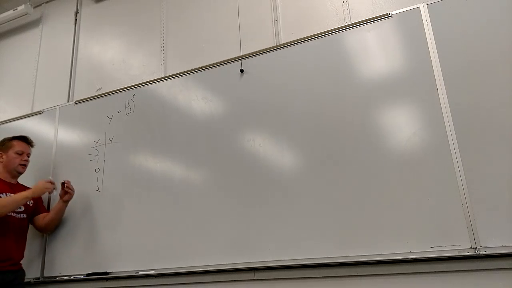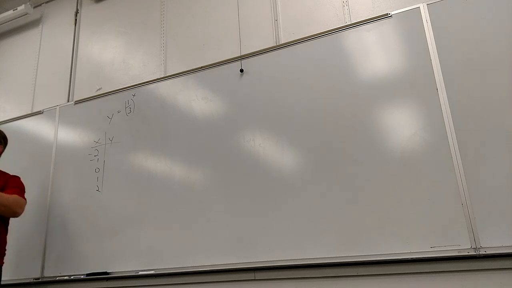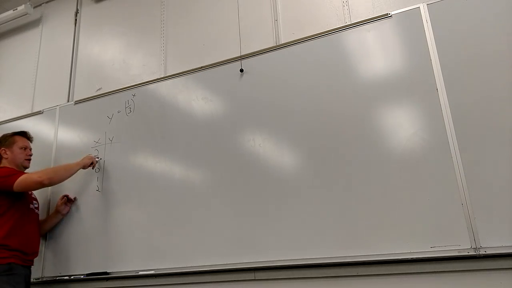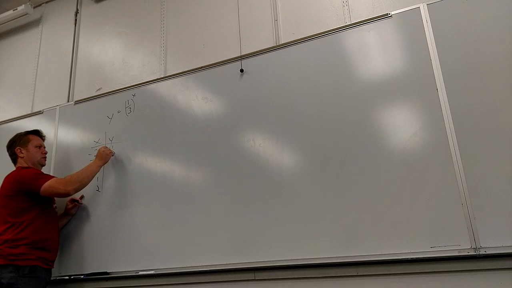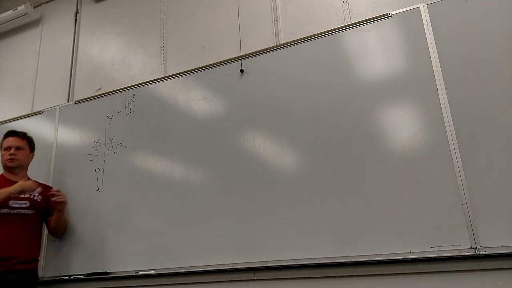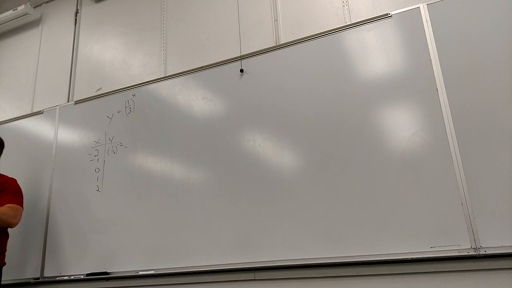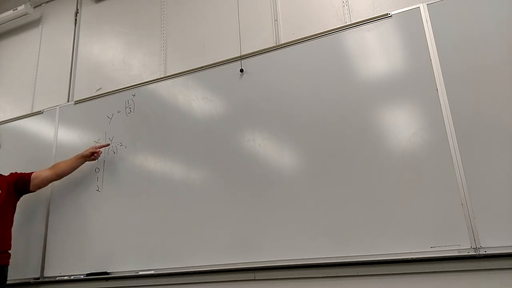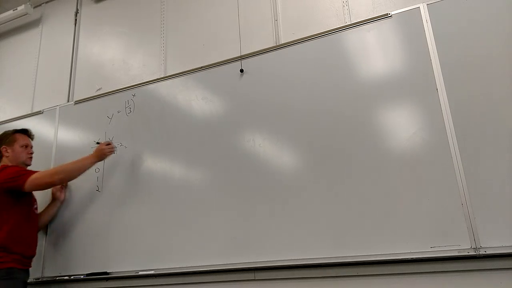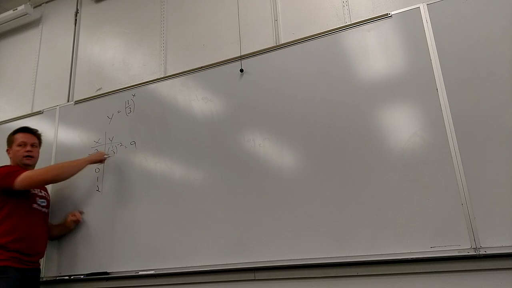Alright, and then it's just a matter of actually doing the problem. If x is -2, this is 1/3 to the -2. What does the negative power do? It makes it 3, and then I have to square it. 3 squared is 9. So now I get the point (-2, 9) that I can graph if I want to.